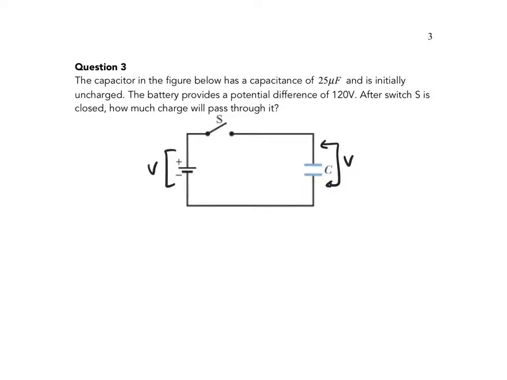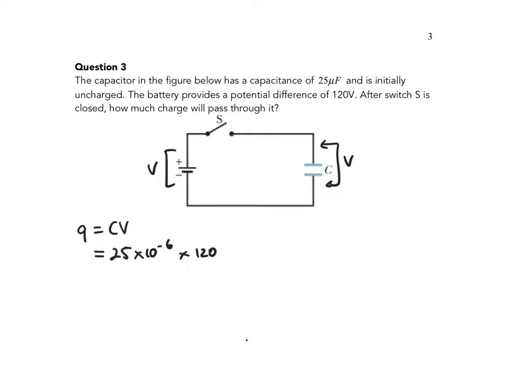So the charge on the capacitor at that point then is Q equals CV, where C is the capacitance. So that's the same as the total charge that's passed through the battery. So we are asked in this question, how much charge passes through it? Well, we can work it out just using this if we know the capacitance, which is 25 microfarads, 10 to the -6, multiplied by the voltage difference.